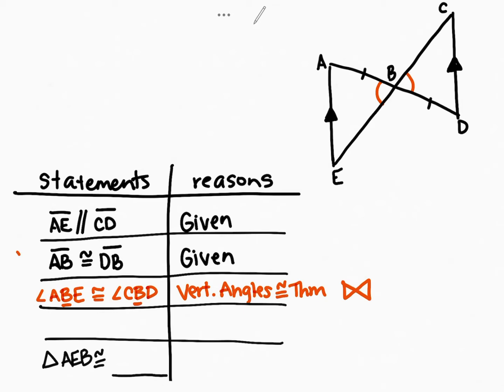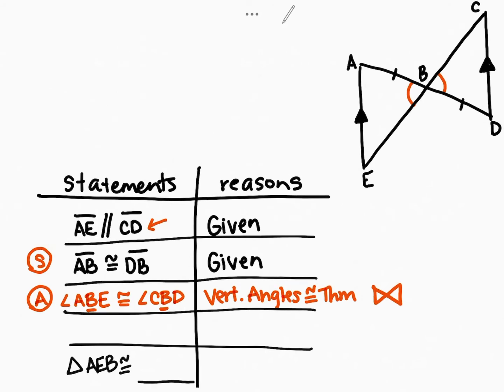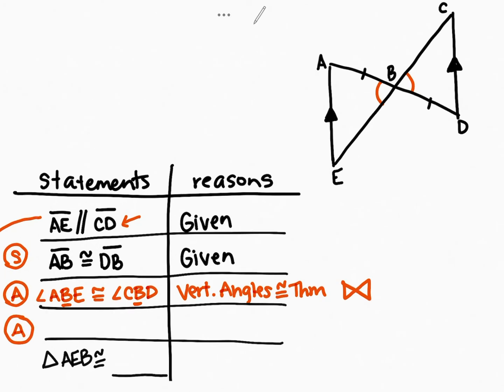Okay, I dealt with that bow tie. Let's see what we have. We were given one set of congruent sides. We just found ourselves one set of congruent angles. And these are sides, but they're not congruent sides. So what are parallel lines helpful for? Parallel lines help us to get congruent angles.